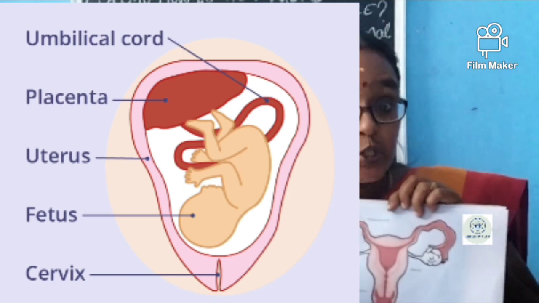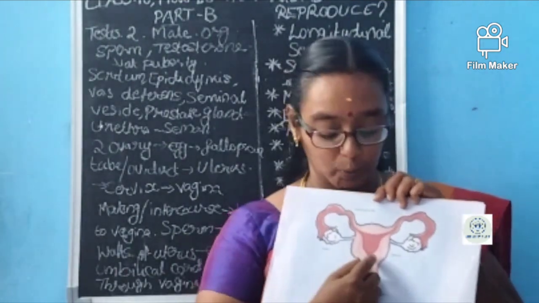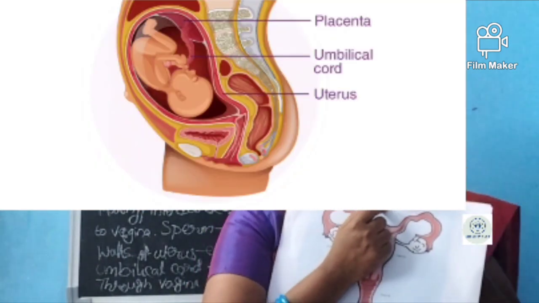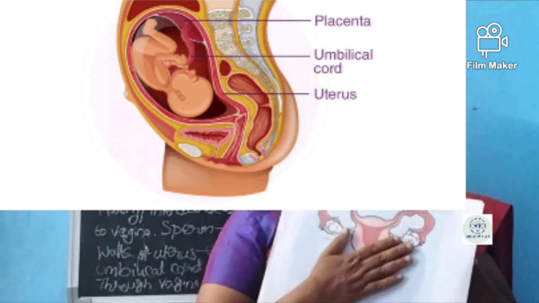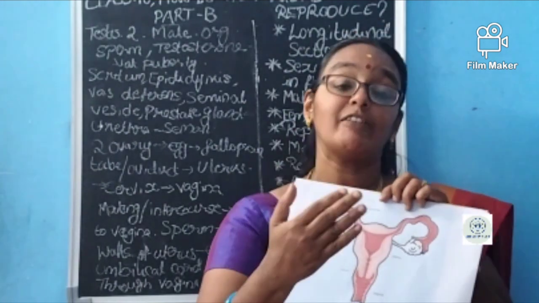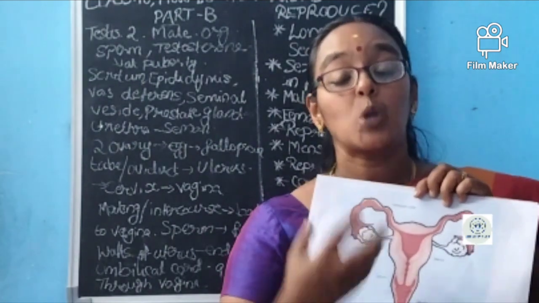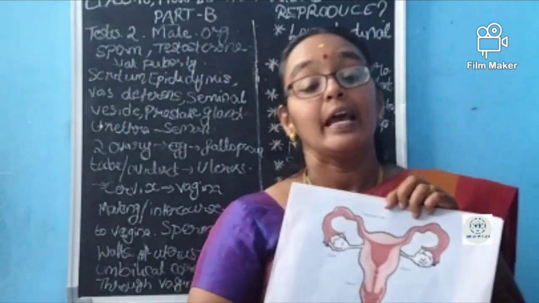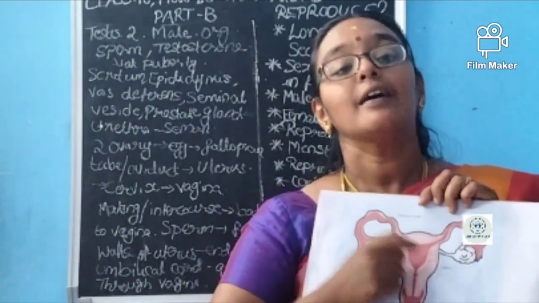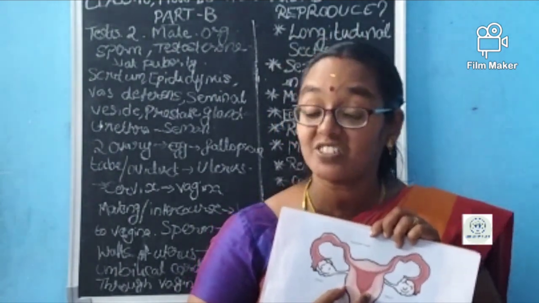How? Through a tube called the umbilical tube, or we can say umbilical cord, through which the placenta connects the mother's body and the child's or fetus's body. In this way, from the mother, the developing embryo is getting the nutrients as well as oxygen, and it will develop. And we are saying it as fetus. The period through which the development of the embryo is happening is called what? It is called the gestation period.